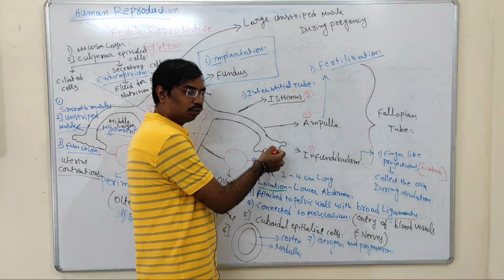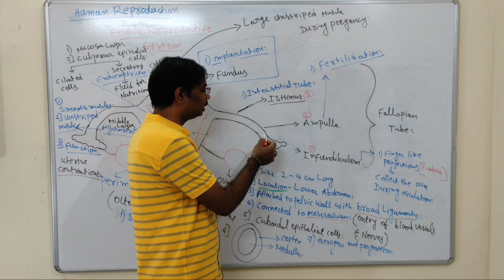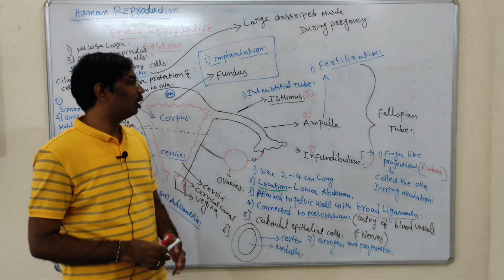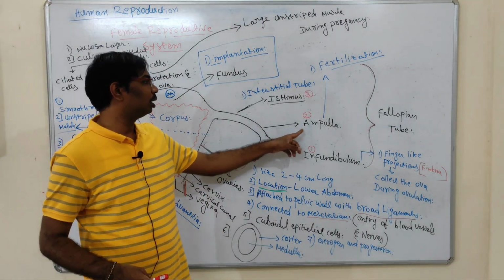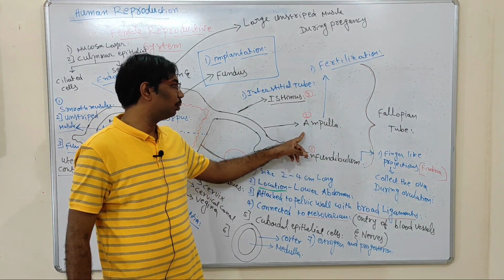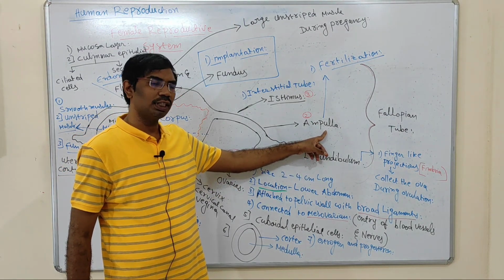It collects the ova from the ovary. After that, the second part, this area is there. So the second part of the fallopian tube is ampulla. The first part of the fallopian tube is infundibulum. The second part of the fallopian tube is ampulla.